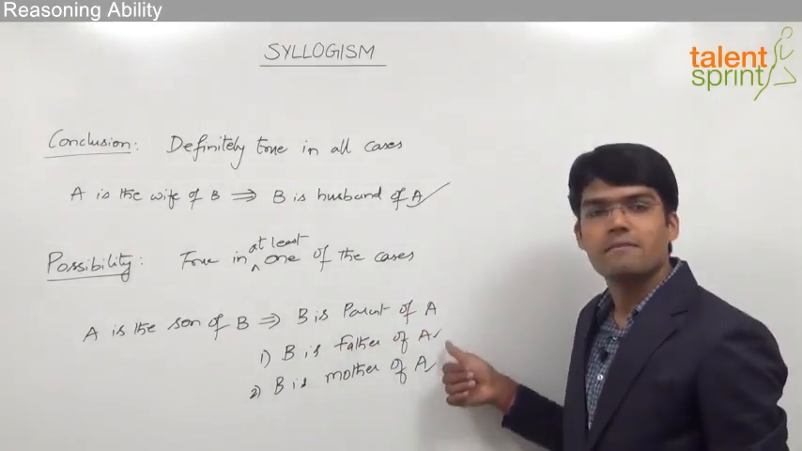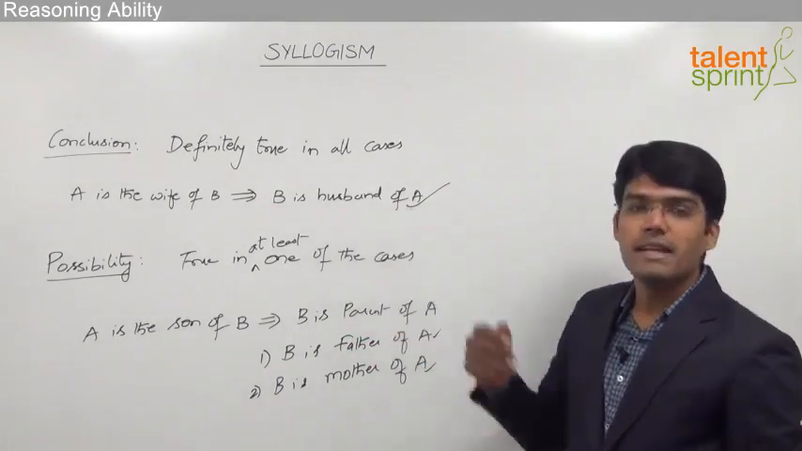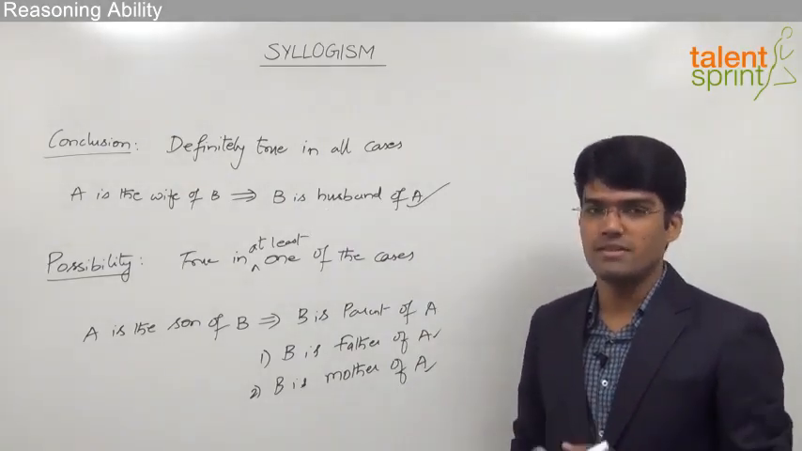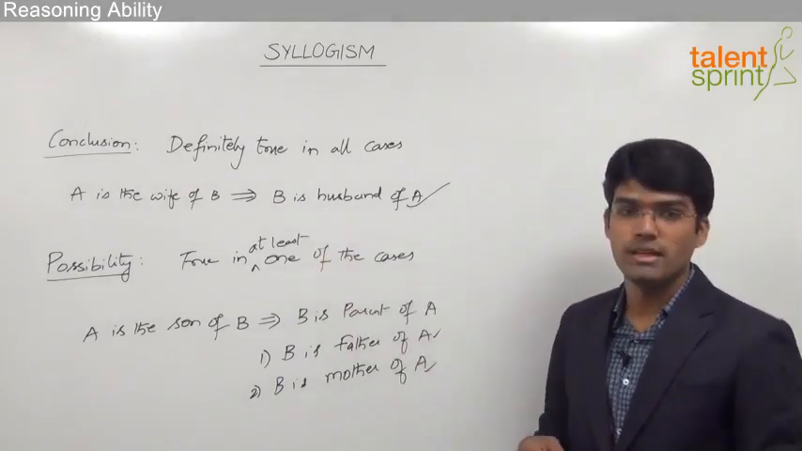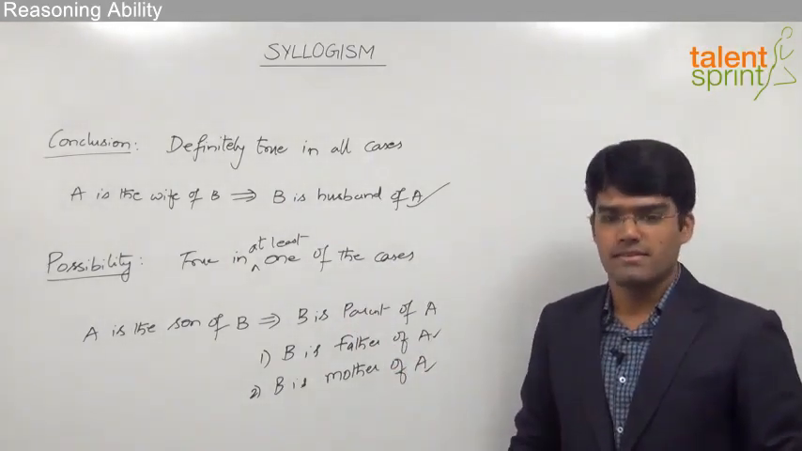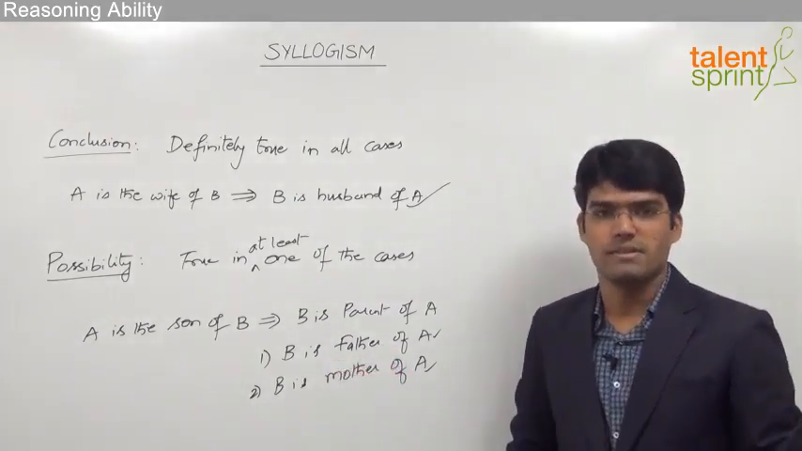So such cases are referred to as possibilities where there is not a definite conclusion, and the earlier one can be taken as a definite conclusion. So a conclusion is nothing but which is true in all the cases as shown here, and possibilities are nothing but which are true in any one of the cases. So this is the first case and this is the second case. Both can be taken as possibilities.